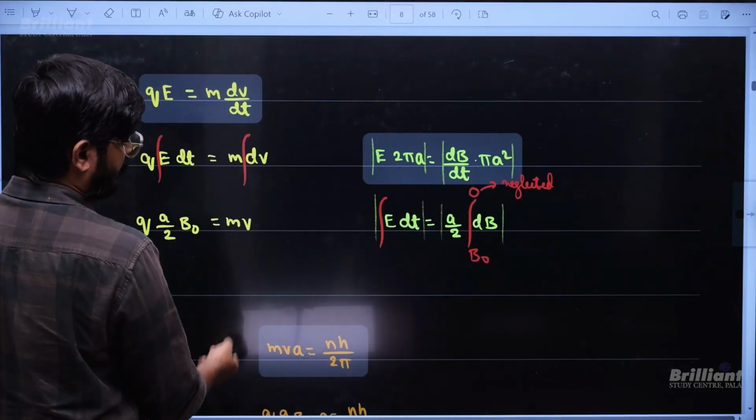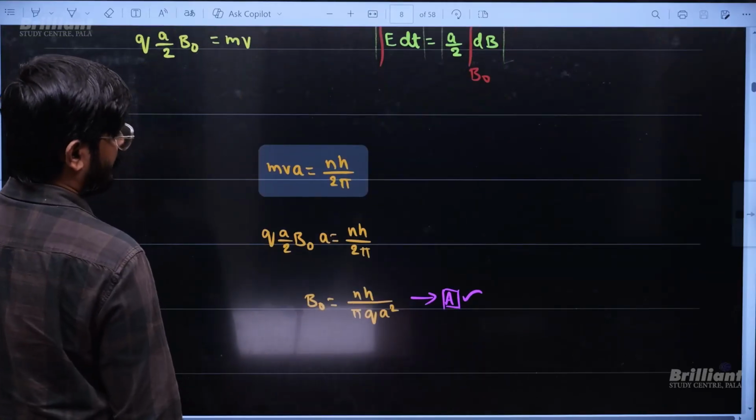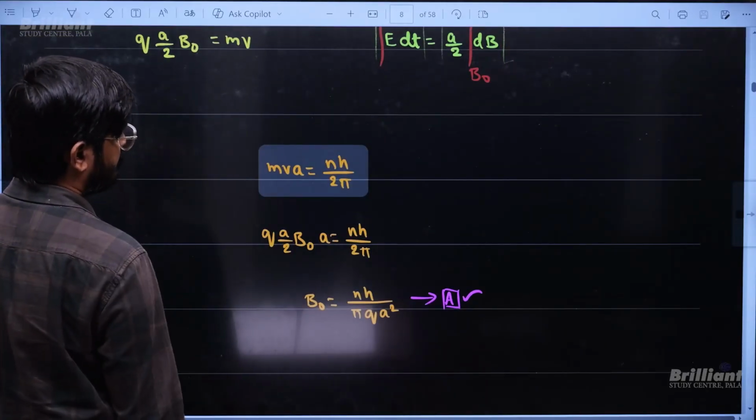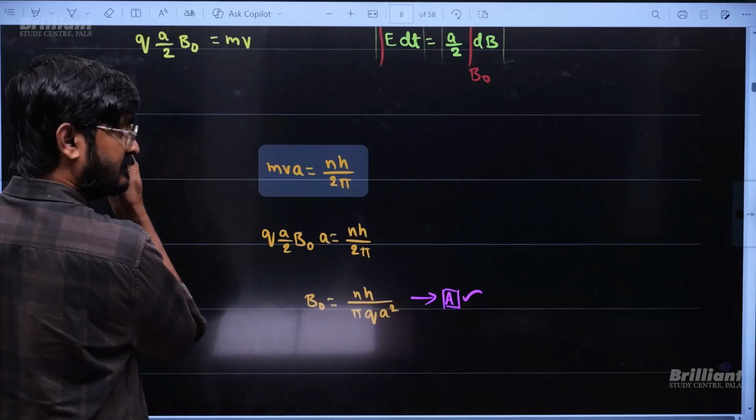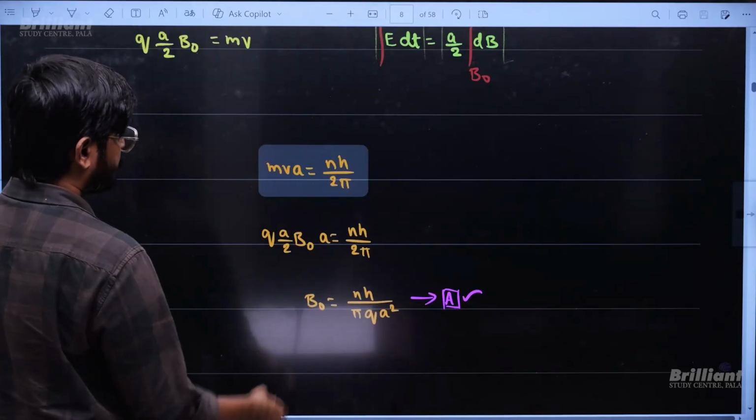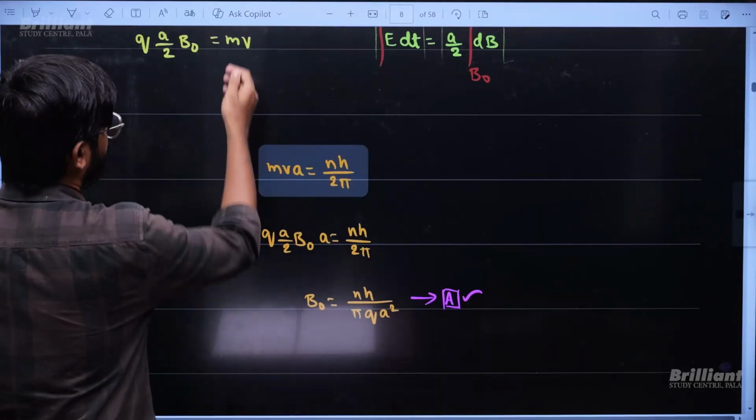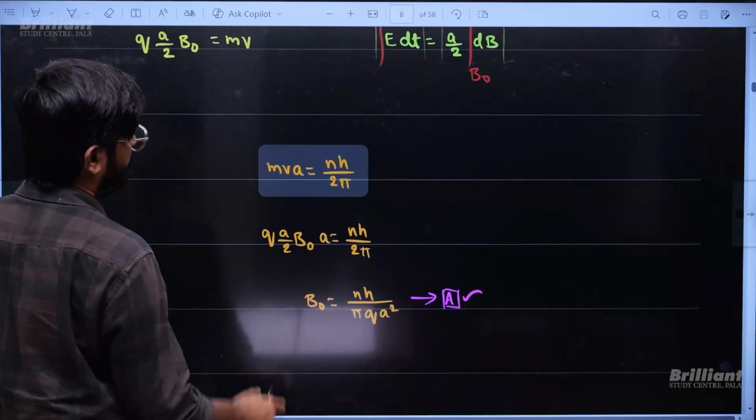Then apply angular momentum quantization: mvr equals nh by 2 pi. You know the mv value. When you substitute, you will get the needed answer.